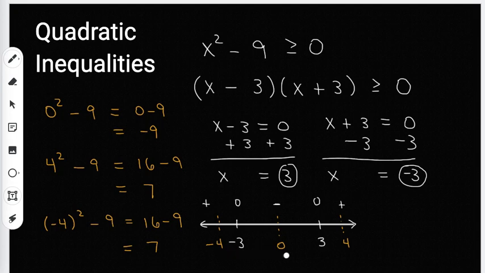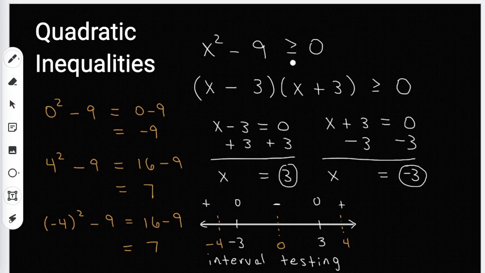So there we go. This is called interval testing. And we typically do this when we want to figure out if a given result is going to be positive, negative, or 0 on a number line. Okay, so back to the question, how does interval testing help us solve this?